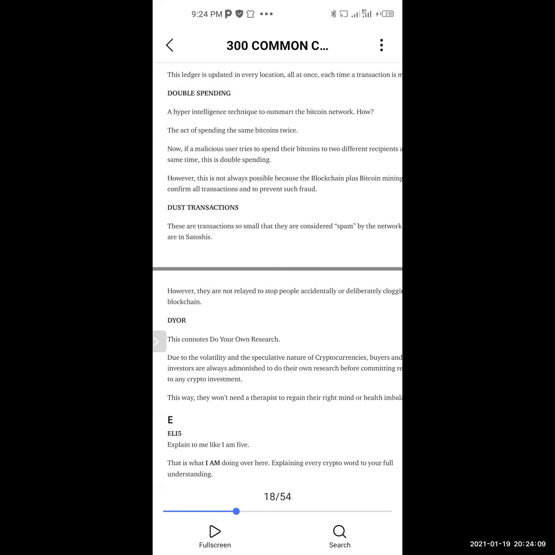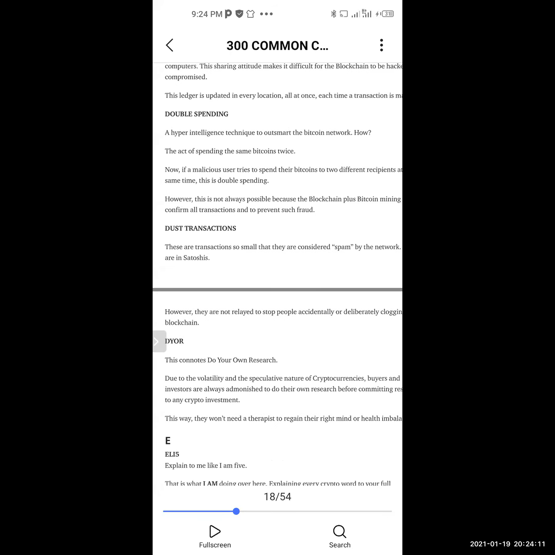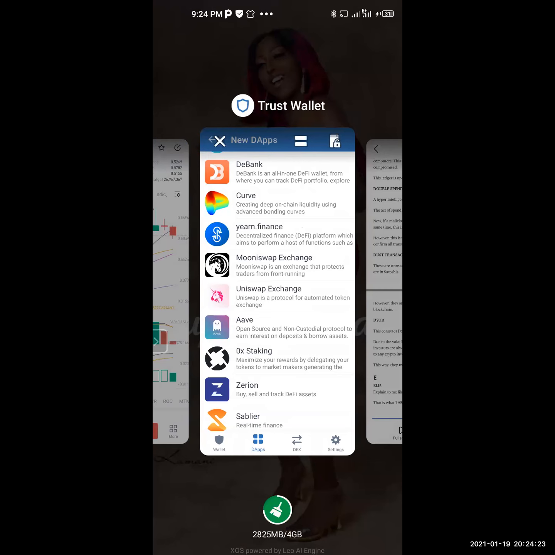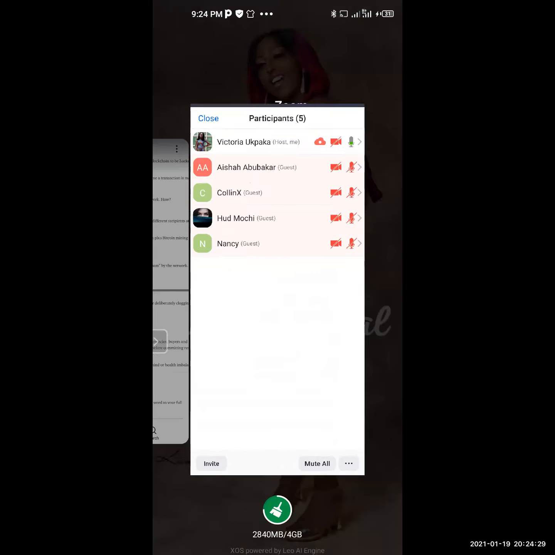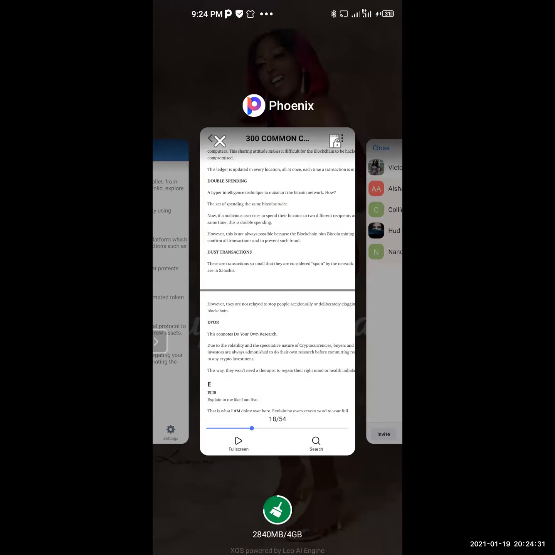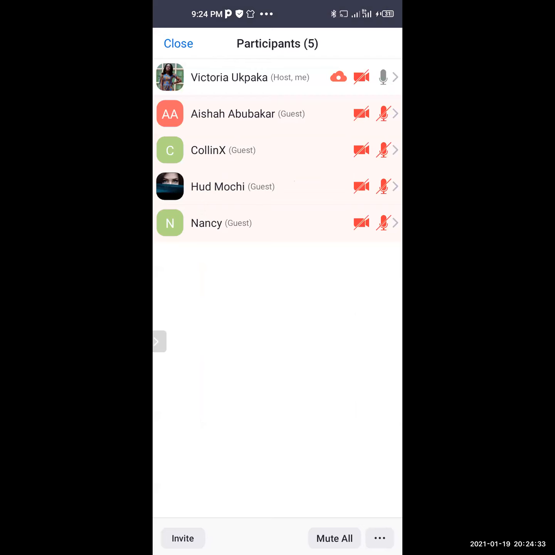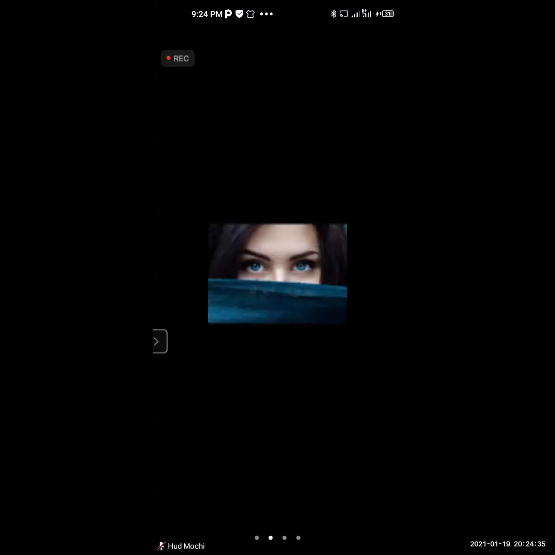So this is it for some cryptocurrency words. Do you have any cryptocurrency words you want me to explain before we round up, or did you have any challenge today?